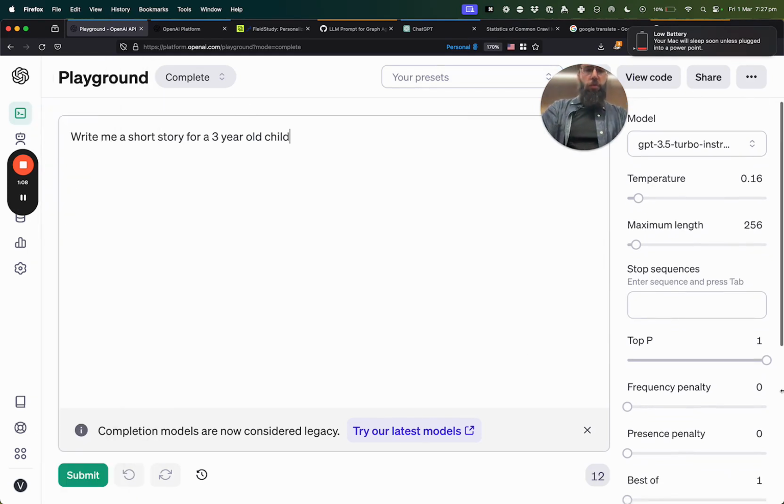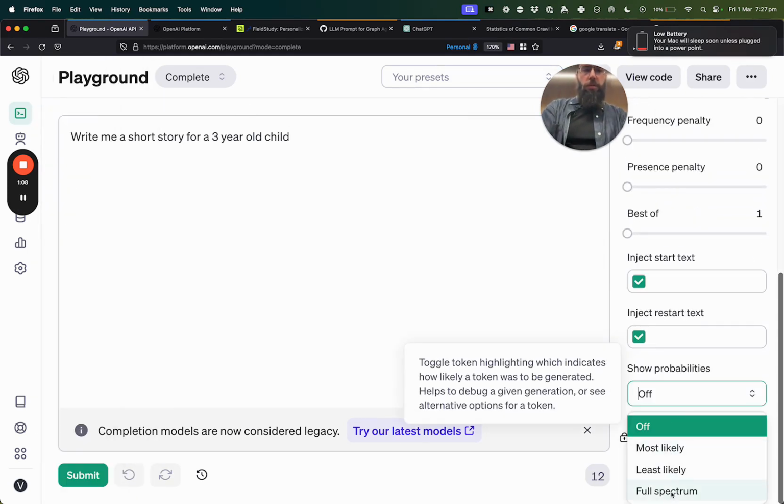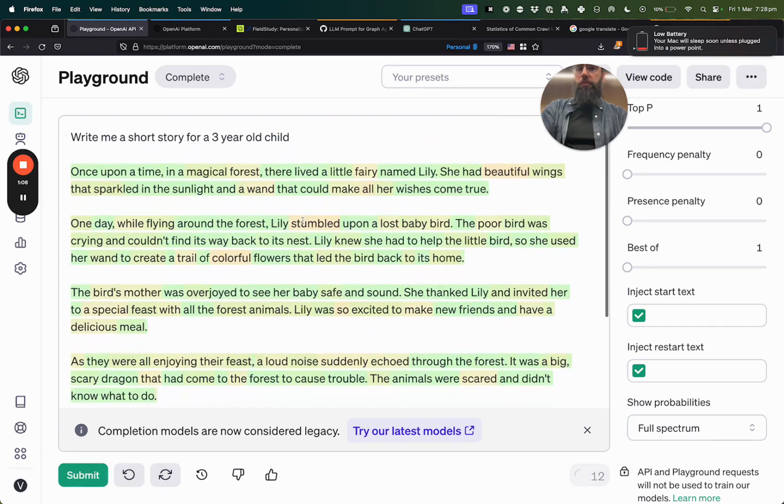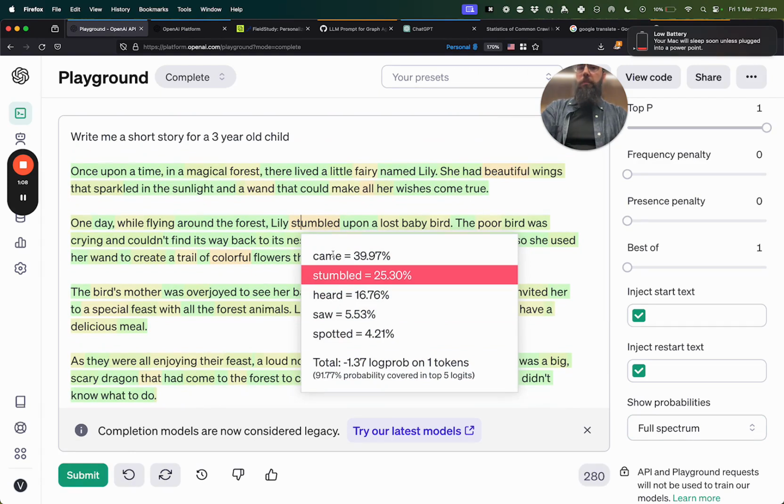Another one I was going to show you all that I forgot is the probability one. So if I turn that on, you can see here Lily stumbled, Lily came, Lily heard, Lily saw, Lily spotted, and you can see the predictions. But then you also see that Lily came upon has a higher prediction. The reason it probably picked stumbled is that it's not just the probability of that word, but the probability of the other words and the context in which it sits. So I was meant to show that demo earlier, but you can see these probabilities if you're really interested. That's a more advanced topic.